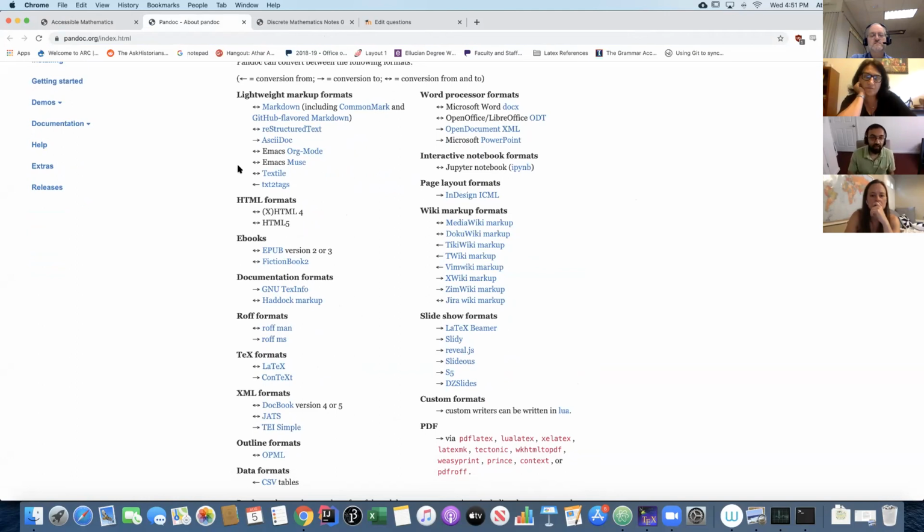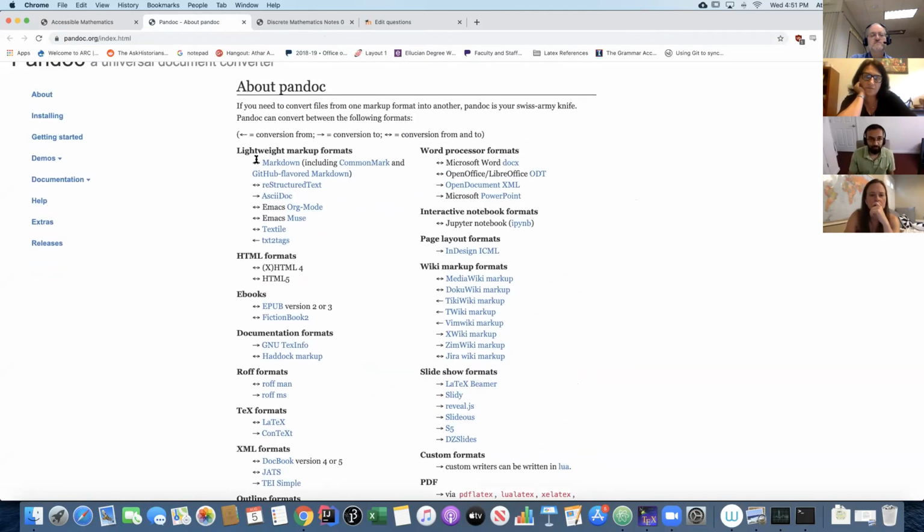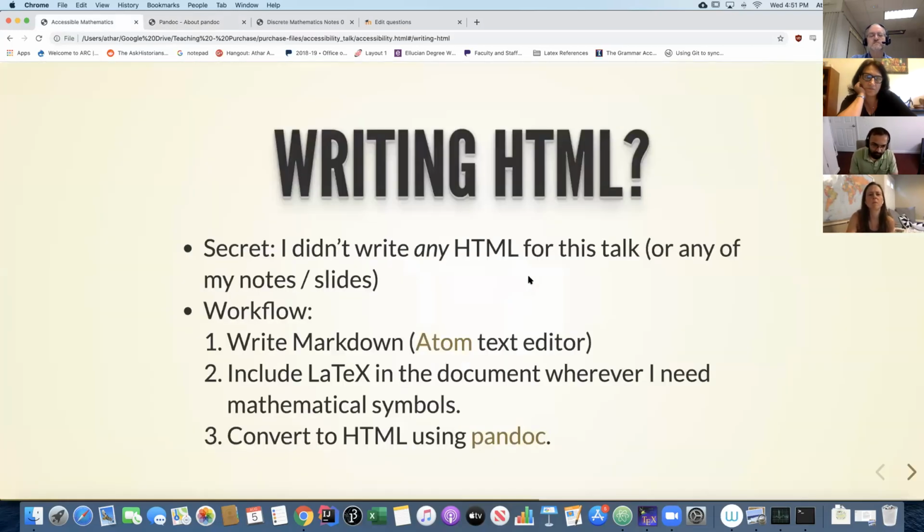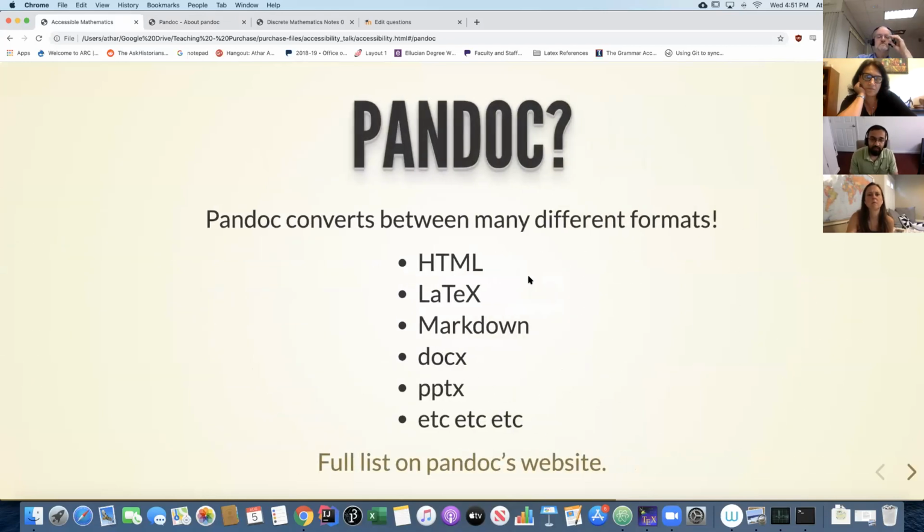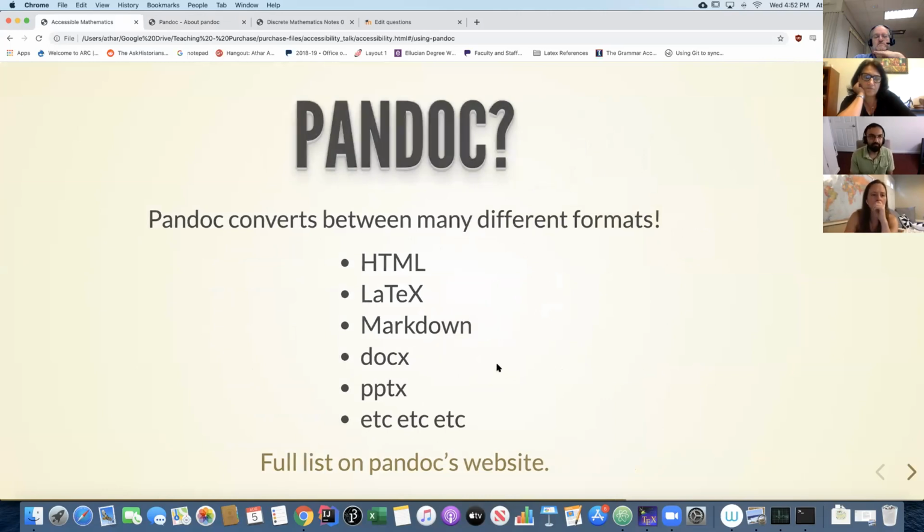So if you have notes that are in LaTeX, like I did, you can convert them to HTML right away. I'm creating new notes for my discrete math class, which I hadn't taught before here, so I'm writing my notes in Markdown because it's much simpler than using LaTeX, and just including the mathematics where I need to. I'll show an example of that in a second. Yeah, so this is what I just said about Pandoc. It can convert between a whole bunch of different formats, including your normal LaTeX and Markdown, your Word and PowerPoint sources, and others.